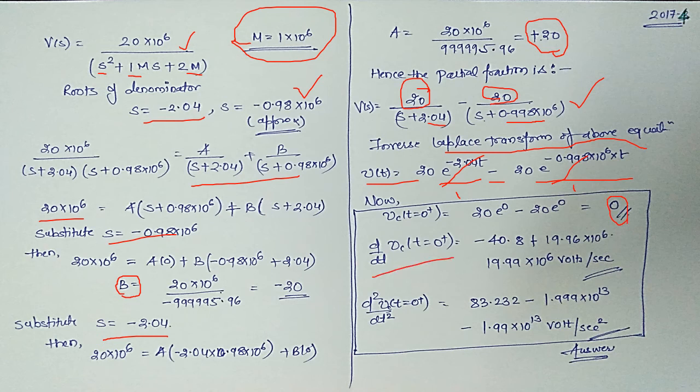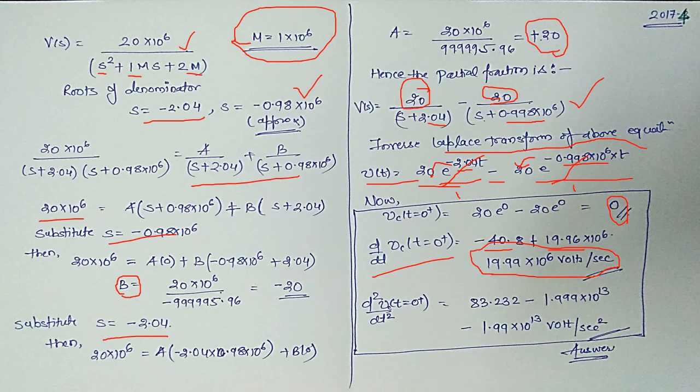For d by dt of Vc(t) at 0 plus, you just differentiate once and substitute t equals 0. I did that for you. Differentiating once, this 2.04 comes in front, and multiplication with 20 yields minus 40.8. Similarly, minus 0.998 into 10 to the power 6 comes in front, and multiplied with 20 it yields 19.96 into 10 to the power 6. So the total is 19.99 into 10 to the power 6 volts per second.